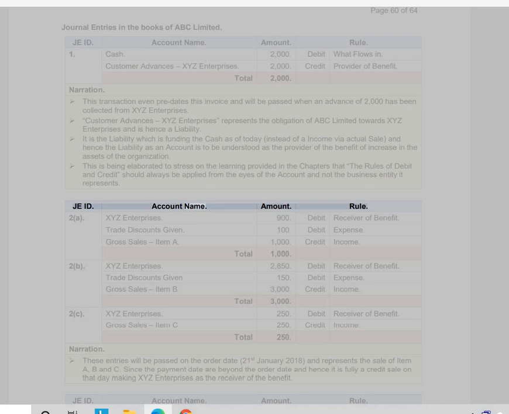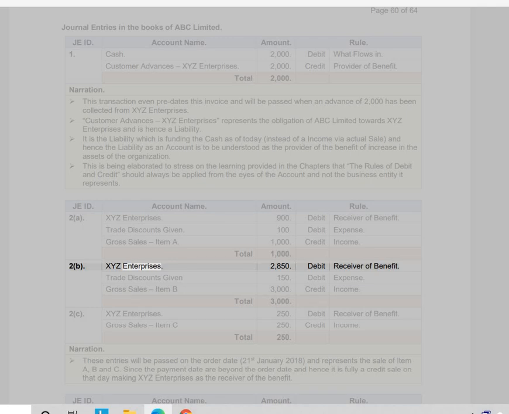JEID, account name, amount, rule. 2A. XYZ Enterprises, 900, debit, receiver of benefit. Trade discounts given, 100, debit, expense. Gross sales, item A, 1,000, credit, income. Total 1,000.